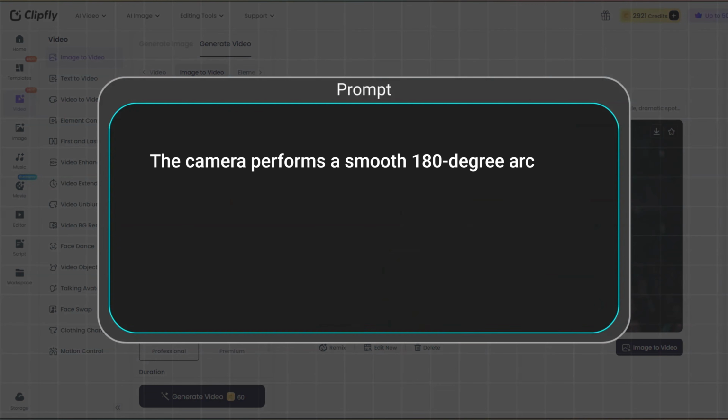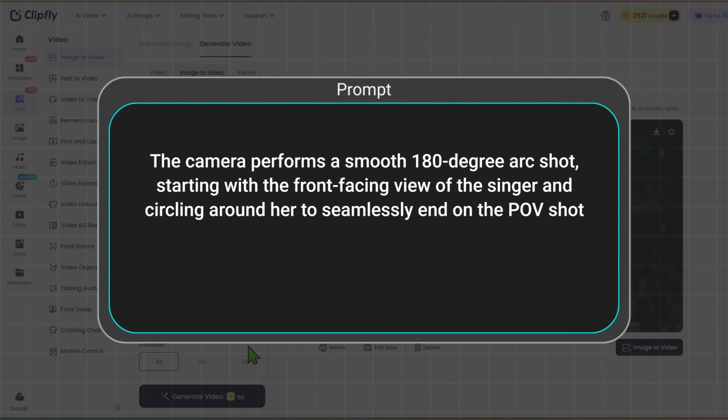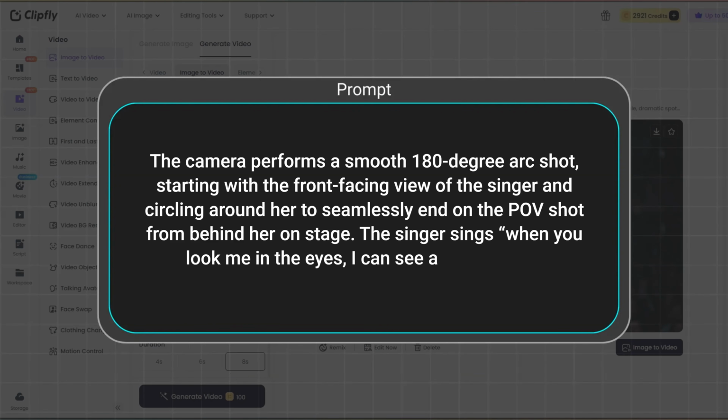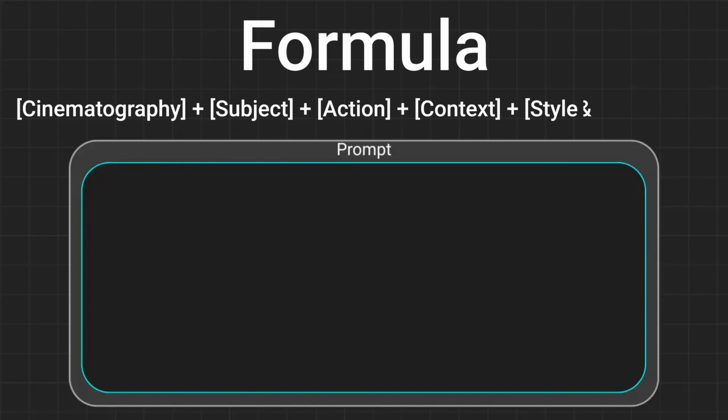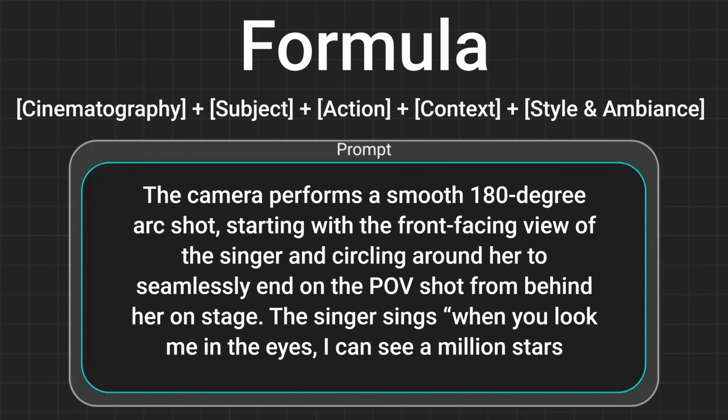The camera performs a smooth 180-degree arc shot, starting with the front-facing view of the singer and circling around her to seamlessly end on the POV shot from behind her on stage. The singer sings, "When you look me in the eyes, I can see a million stars."